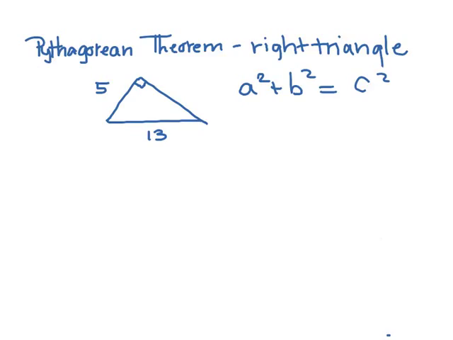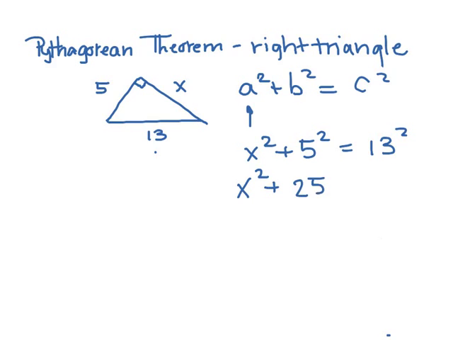Okay, so now we need to identify the legs. This time we don't know this side, right? And that's actually one of the legs. So let's say that this is x, so we have x squared. That's one leg. My other leg is 5, so I have 5 squared, right? And that equals the hypotenuse squared, which is 13 squared. Okay, so let's go ahead and expand that out. We get x squared plus 25 equals 169.